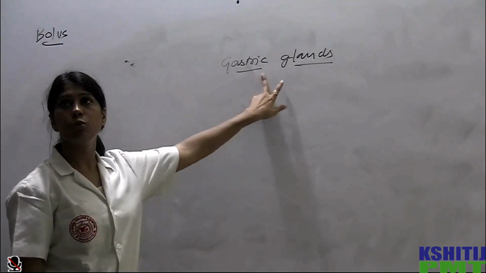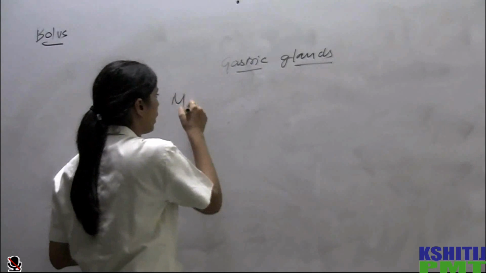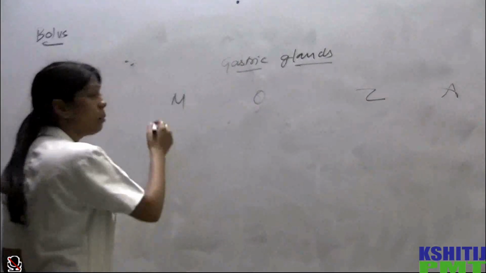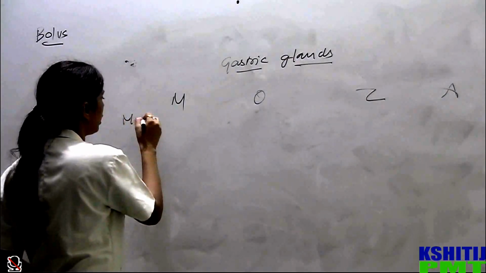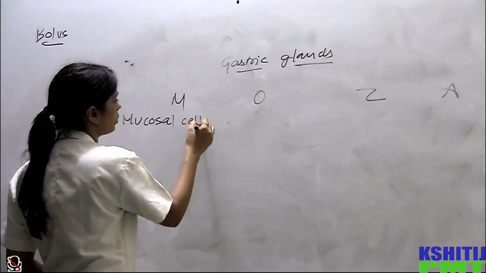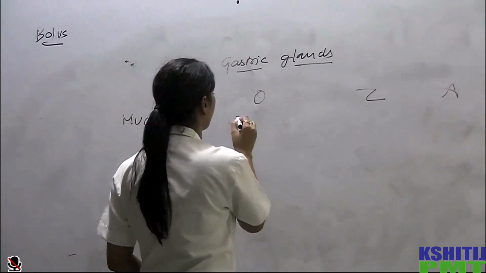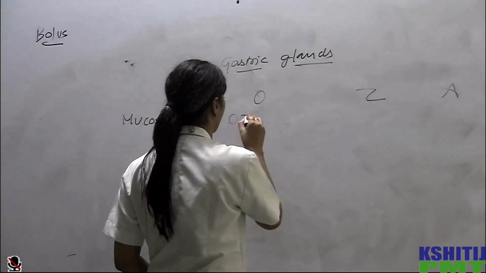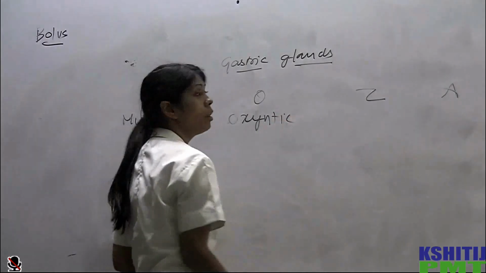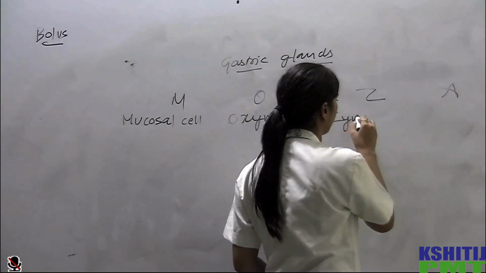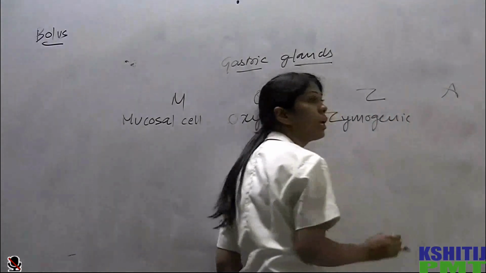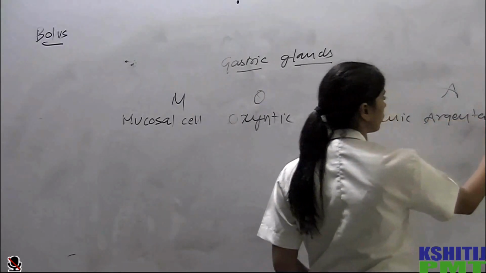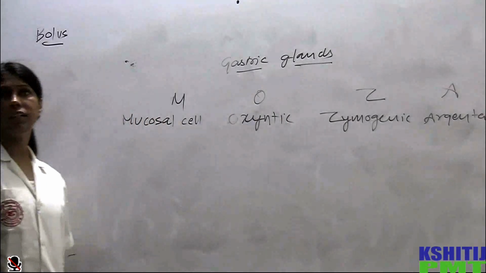Okay, so we have four types of cells in gastric glands. That is M for mucosa, O for oxytic cells, Z for zygogenic cell, and A for Argenta cell.